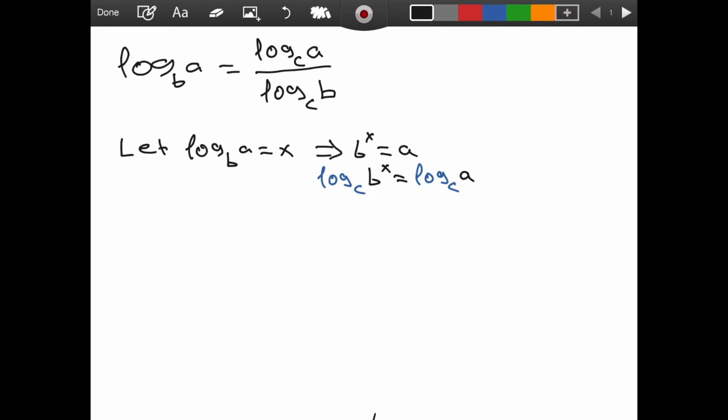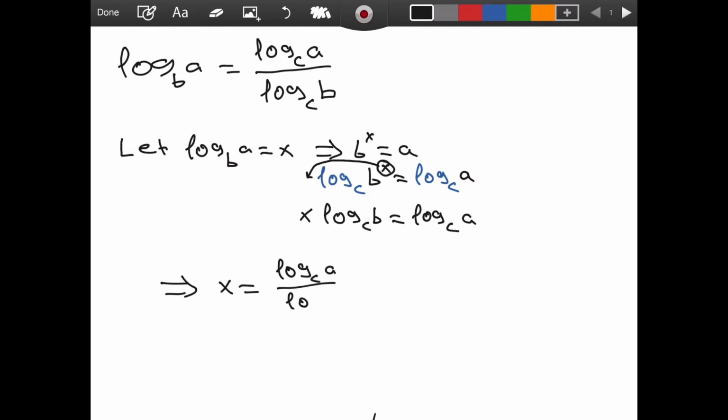Alright, and it is a property of logarithms that you can bring the exponent forward. So when we do that, we have x times logarithms base c of b is equal to log base c of a. And now let's isolate x on one side. So we divide both sides by log base c of b. And when we do that, we have log base c of a divided by log base c of b.